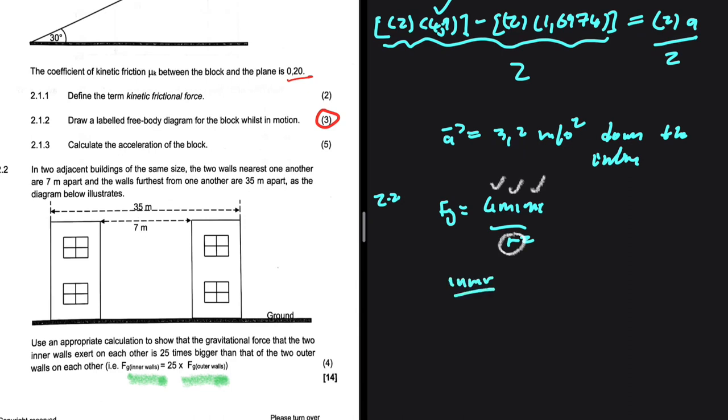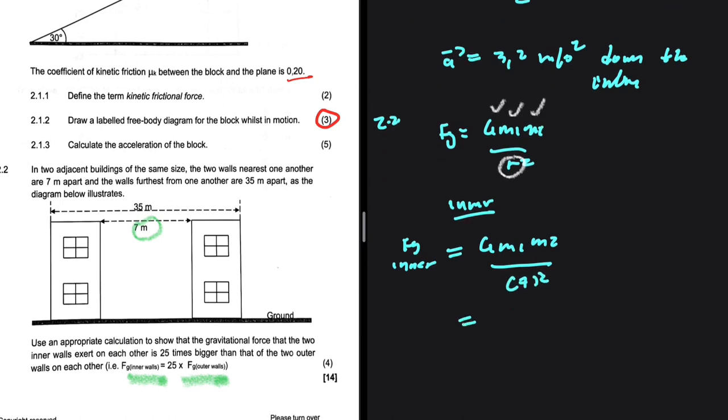So for the inner walls, we're going to have Fg inner being equal to G m1 m2 divided by r squared. The inner walls are 7 meters apart, so we're going to have 7 squared. We know what 7 squared is equal to. So we're going to have G m1 m2 divided by 49. These are the inner walls.